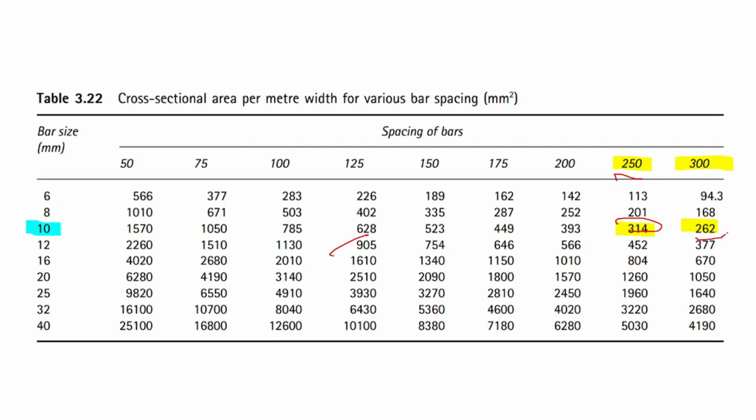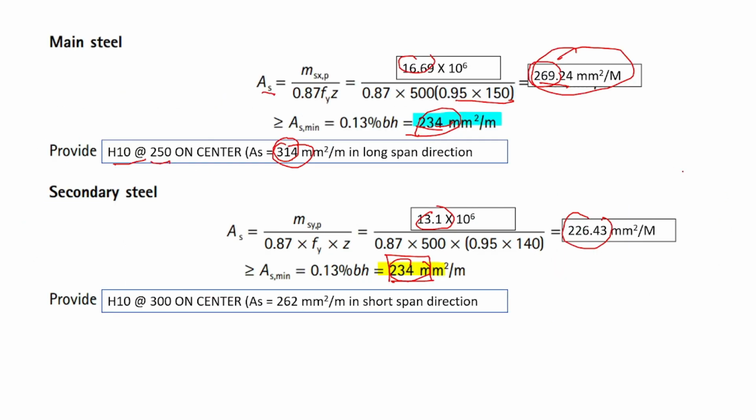234, we can use 262, meaning 10 millimeter bars at 300 mm spacing. So you have here 10 and then 300. This is the provided area. 262 is provided, what we need is 234, so everything is fine here.